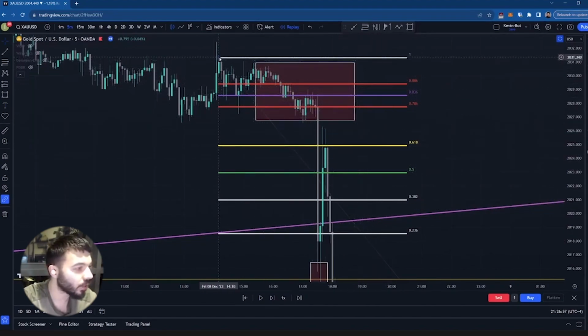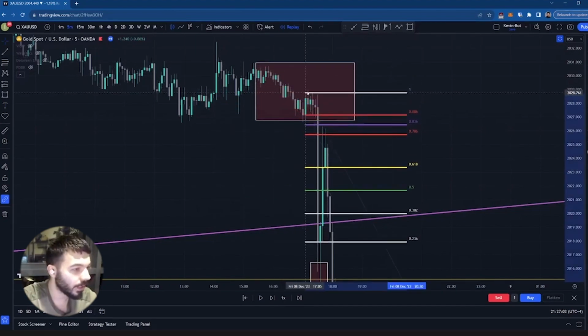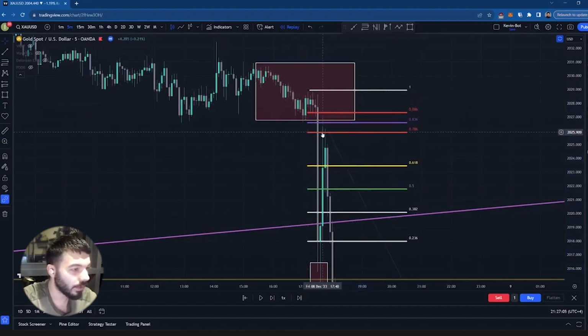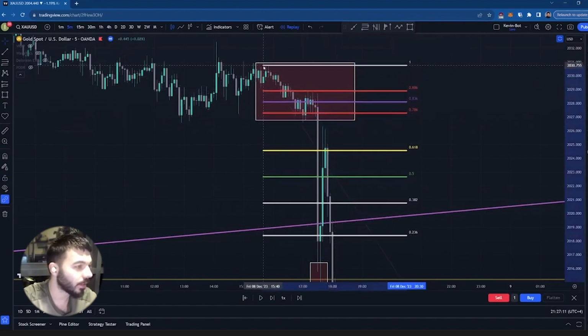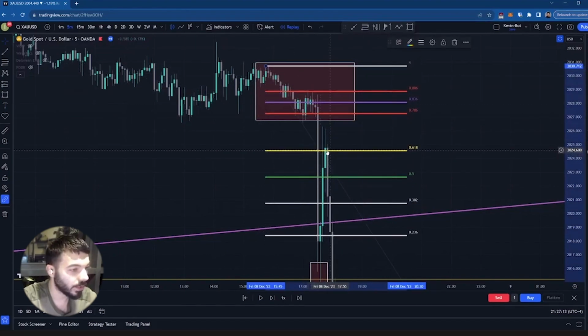So even if you're not drawing it, let's say you make a mistake, you don't draw it at the right point, or maybe you guys see a different thing than I do. Let's say I drew it here. Well, it still hit that 786 area, right? It still entered this zone of take profit. If I drew it here, it still reached the 618. So just have points where you're looking to take profit.